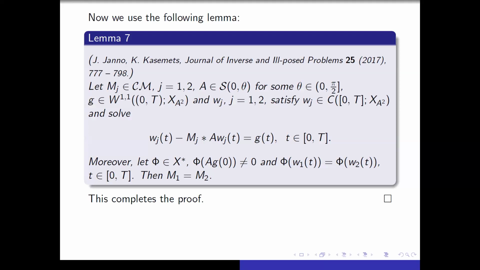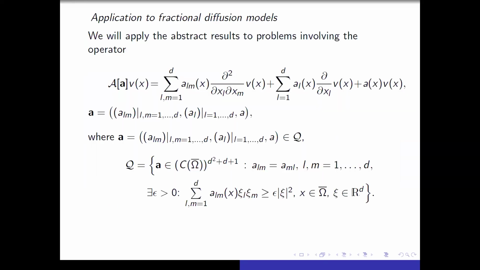So that's all about these abstract results. And now finally, let us apply them. So I consider now problems with such an operator that was introduced somewhere in the first part of the lecture. And it has a coefficient vector A, which is in this subspace. And also assume that for the coefficient space Q, this strong ellipticity condition is satisfied.